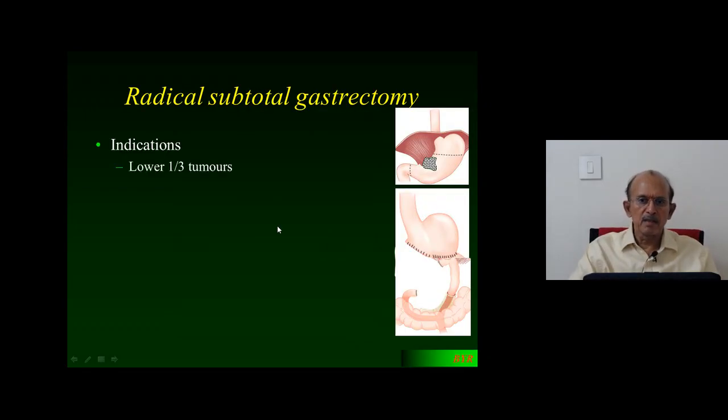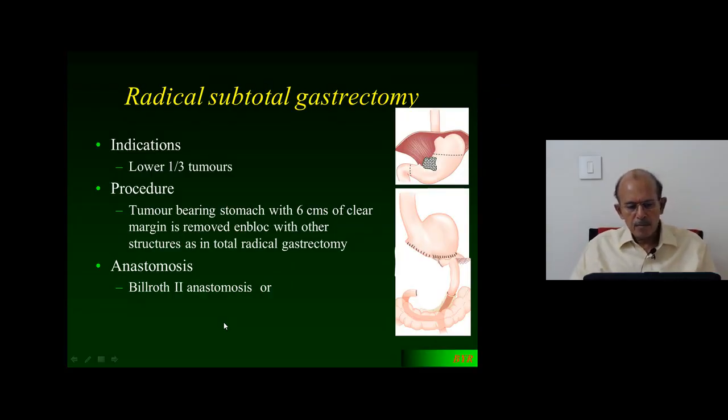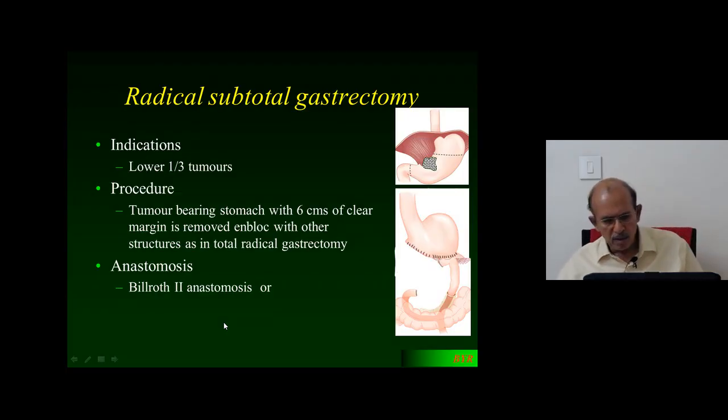Radical subtotal gastrectomy. Indications: lower 1/3 tumors. Procedure: the tumor-bearing stomach with 6 centimeters of clear margin is removed en bloc with other structures as in the radical gastrectomy. Anastomosis, Billroth 2 anastomosis. What is Billroth 2 anastomosis?